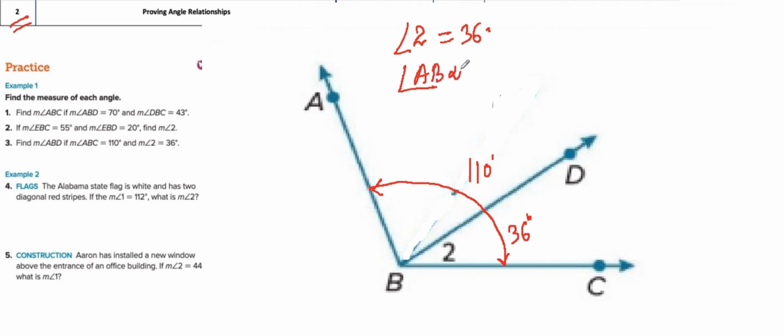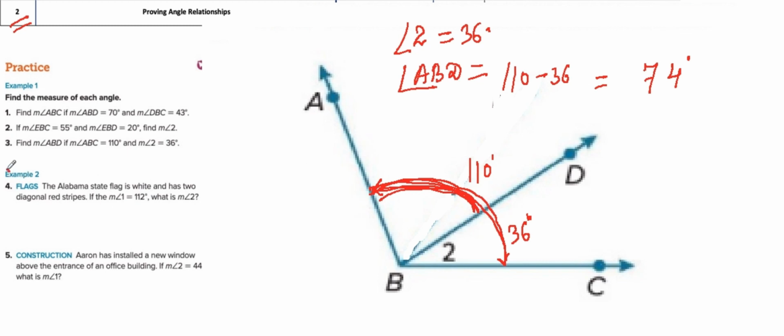Angle ABD is complete 110 minus 36. Then you are left with this angle only, because we need to find it, just subtract. So 10 minus 6 is 4, and 10 minus 3 is 7. So this is your ABD. So these first three questions are done.